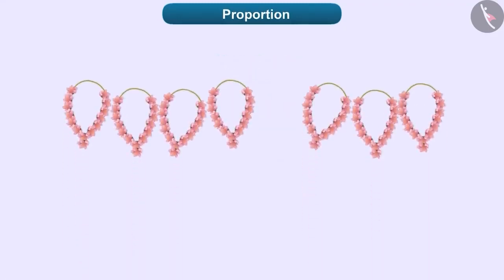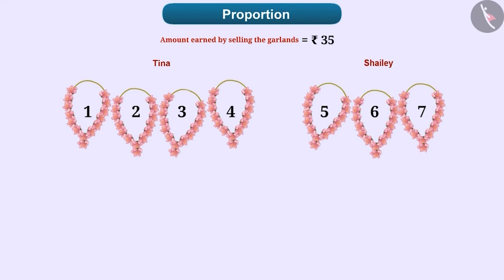Let us understand proportion with another example. Tina and Shelley have made 7 garlands together. They earned ₹35 by selling them. Since Tina has made 4 and Shelley has made 3 garlands, how many rupees should Tina and Shelley get? We can divide 35 rupees into 2 equal parts. Then each part will be 17.5. In this way, Tina can get 17.5 rupees and Shelley can get 17.5 rupees.